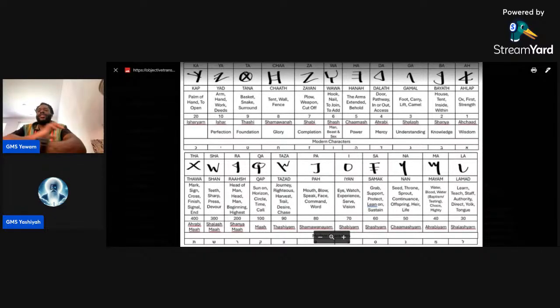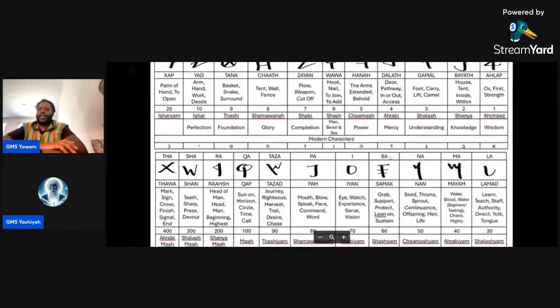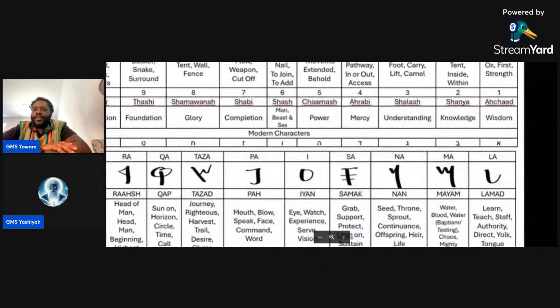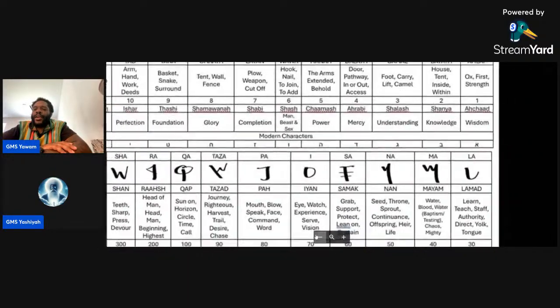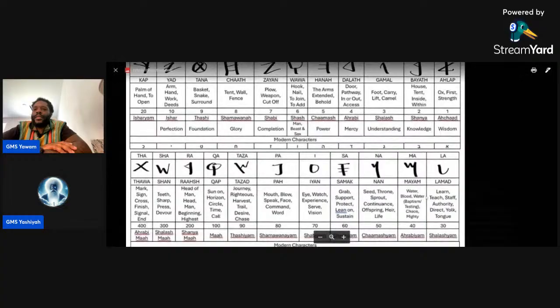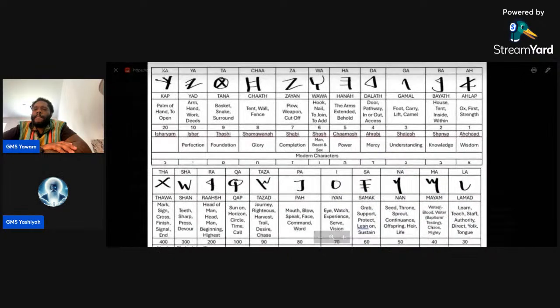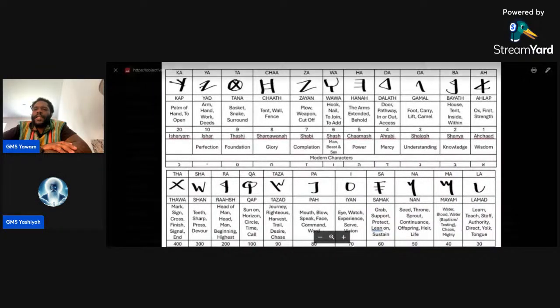Could you zoom in just a little bit, Papa Kushab? Let's see. Yeah, the water. It's gonna cut the letter out. Hold on. That's good right there. Okay.